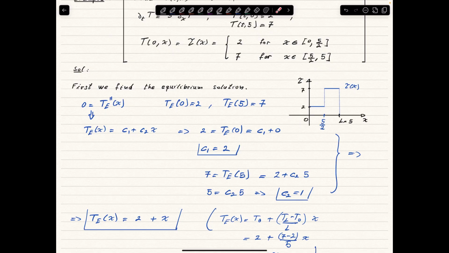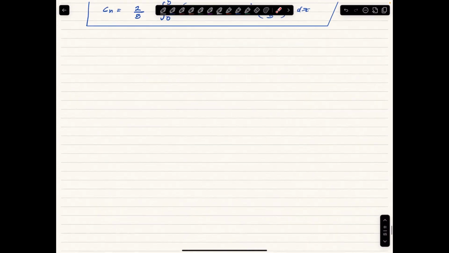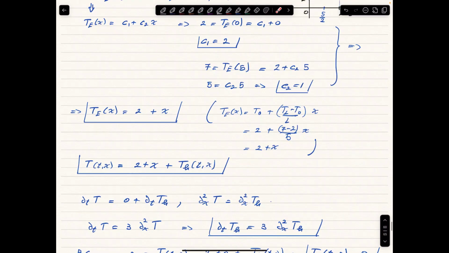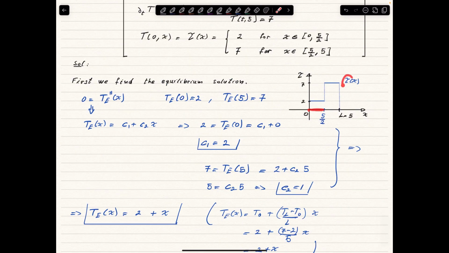So what we need to do is split the integral from 0 to 5 over 2, and then from 5 over 2 to 5, because we have two different values for the function tau on the different sides of the interval. So Cn is going to be, we still have the 2 over 5 in front, and now the integral from 0 to 5 over 2. In that interval, from 0 to 5 over 2, the function tau is just 2.